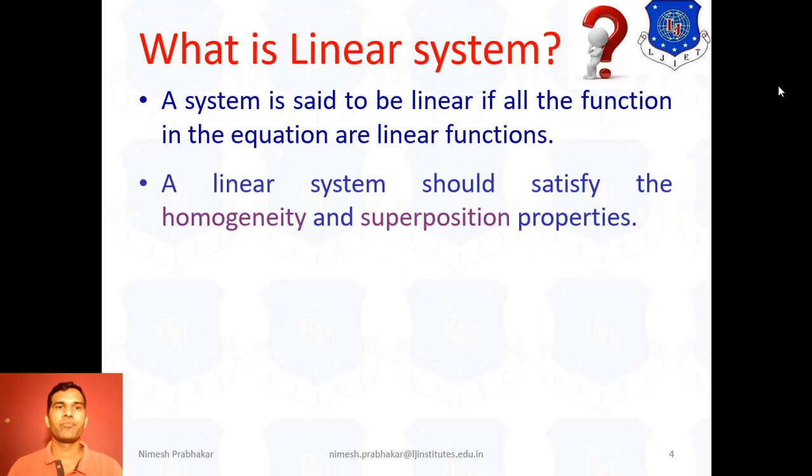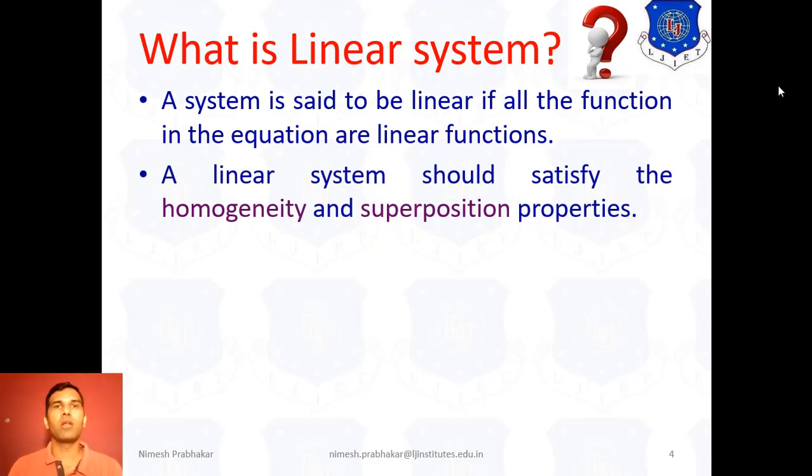In other words, a system is called a linear system if it satisfies these two conditions: homogeneity and the superposition property. If any system satisfies these two properties, homogeneity and superposition, then the system is said to be a linear system. Now what is homogeneity and what is superposition?